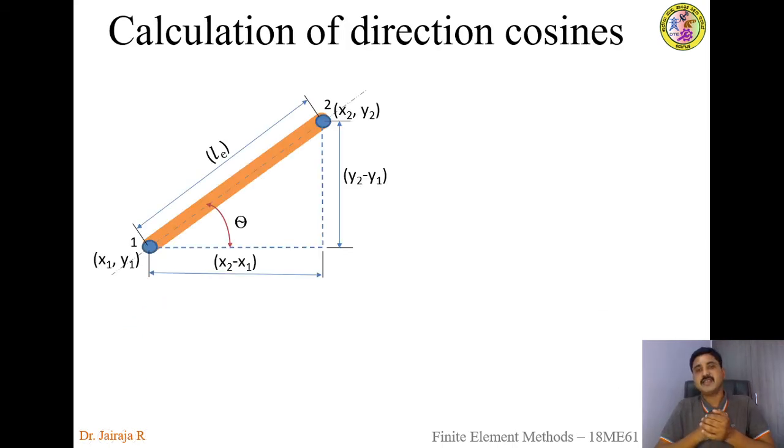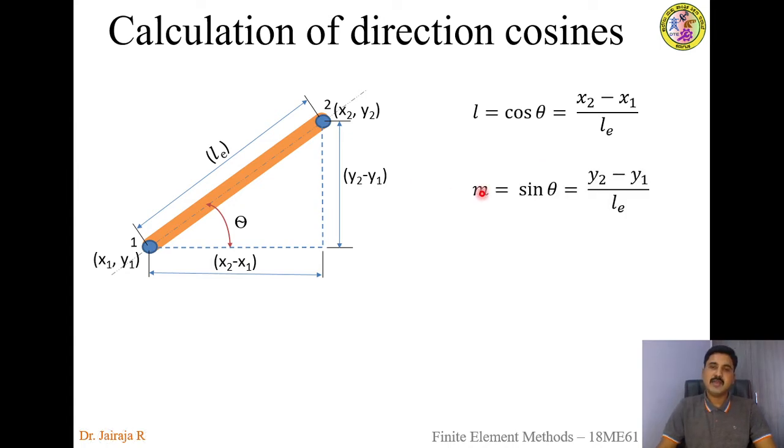Then, calculation of direction cosines. If theta is given, then we can directly calculate the direction cosine l as cos theta and m as sin theta. If theta is not given, but the coordinates x1, y1 and x2, y2 are given, how do we find the direction cosines and the length of the element? Small l is equal to cos theta. If theta is given, we can directly obtain it. If theta is not given, and you know x1, y1, x2, y2, then l is equal to x2 minus x1 divided by the length of the element.